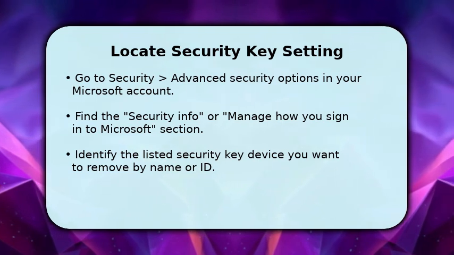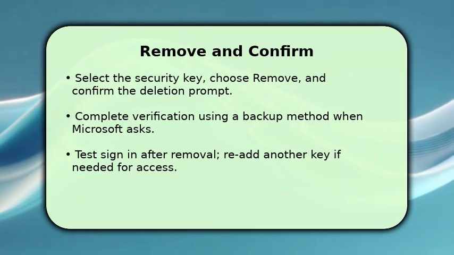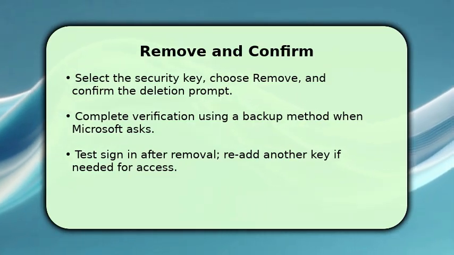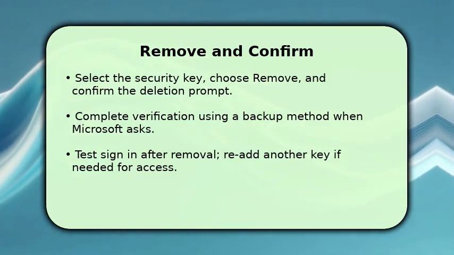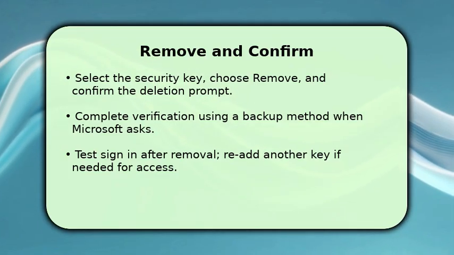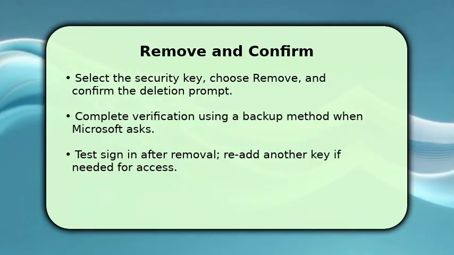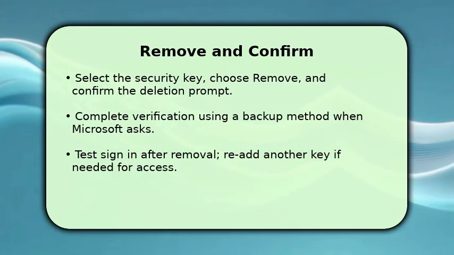To remove the key, select it in Security Info and choose Remove, then confirm when prompted. This action revokes that key's ability to authenticate. You will be asked to verify using a backup method. Use your phone or authenticator app, so make sure that step completes. Once removed, sign out and test signing in with your remaining methods to confirm access.